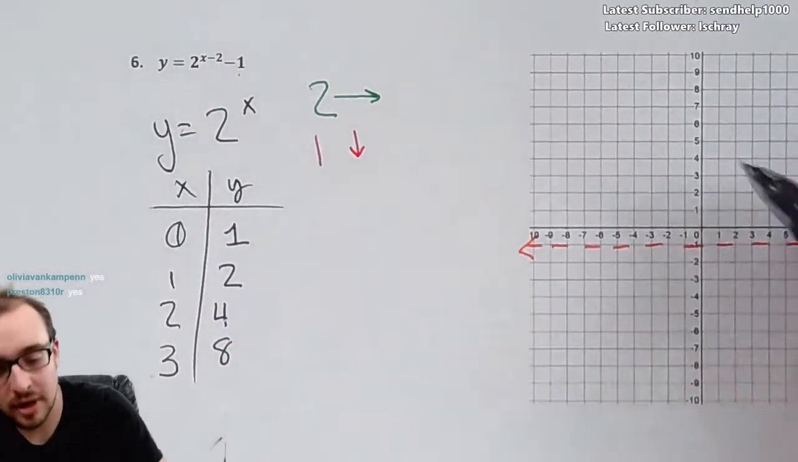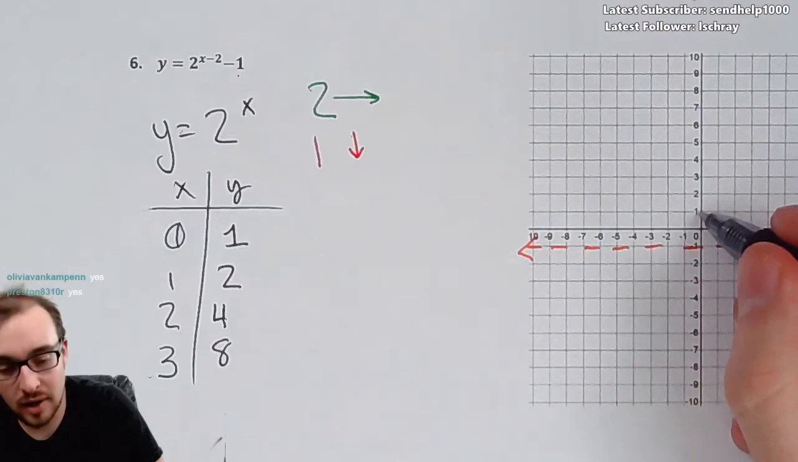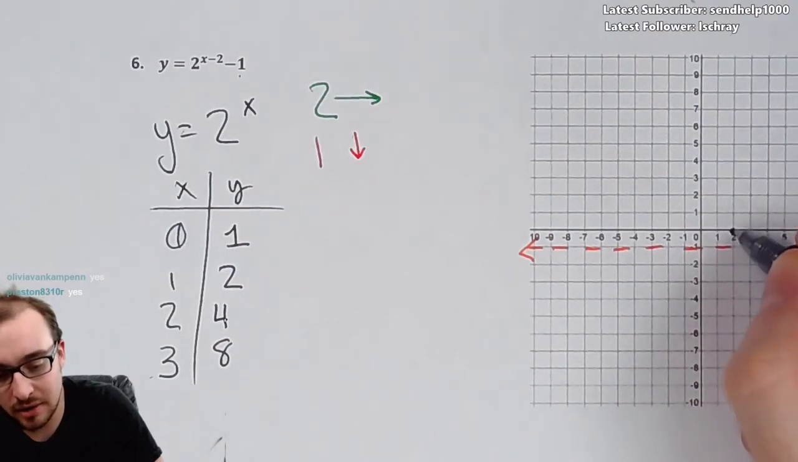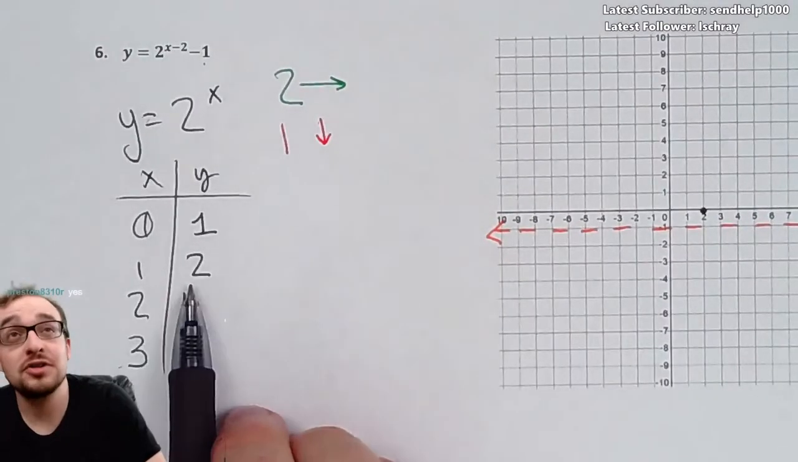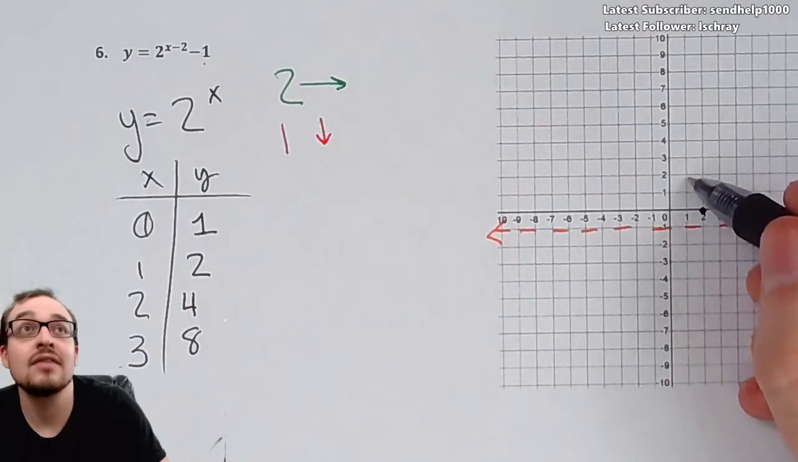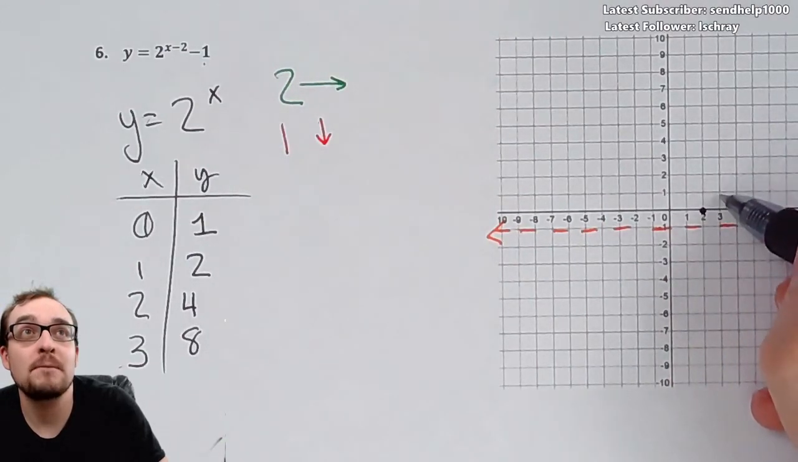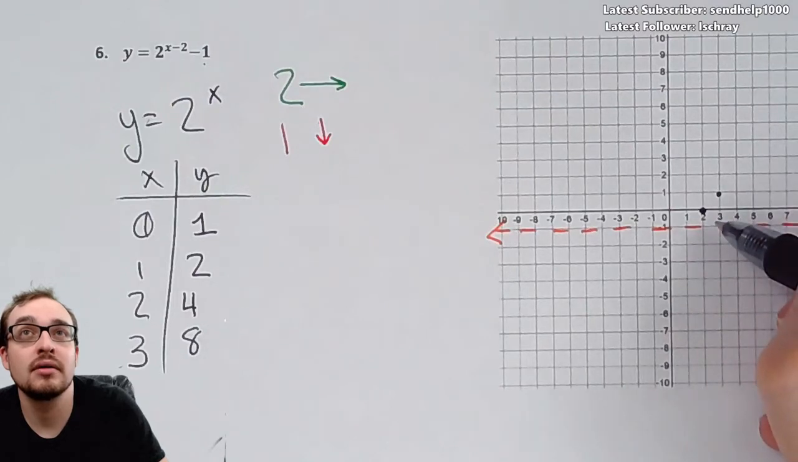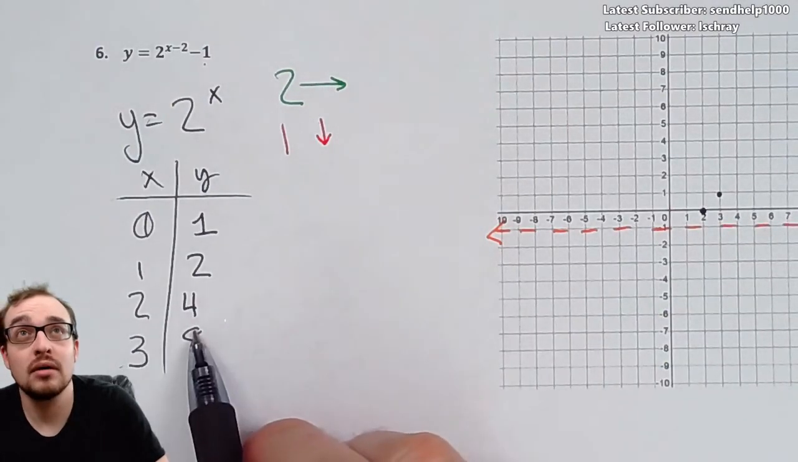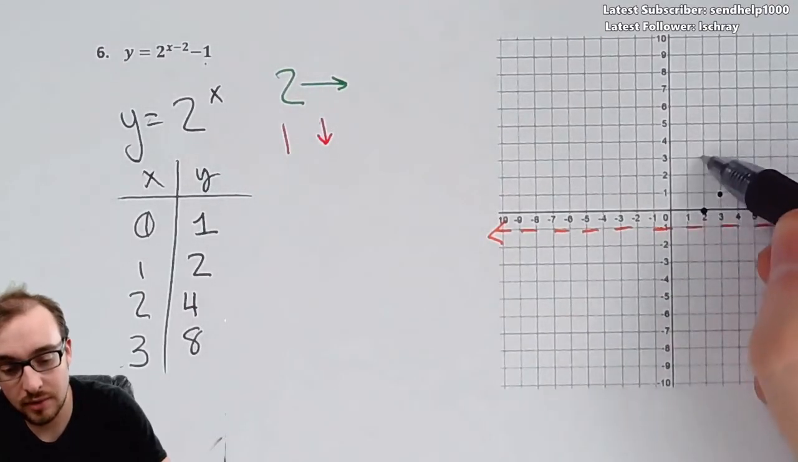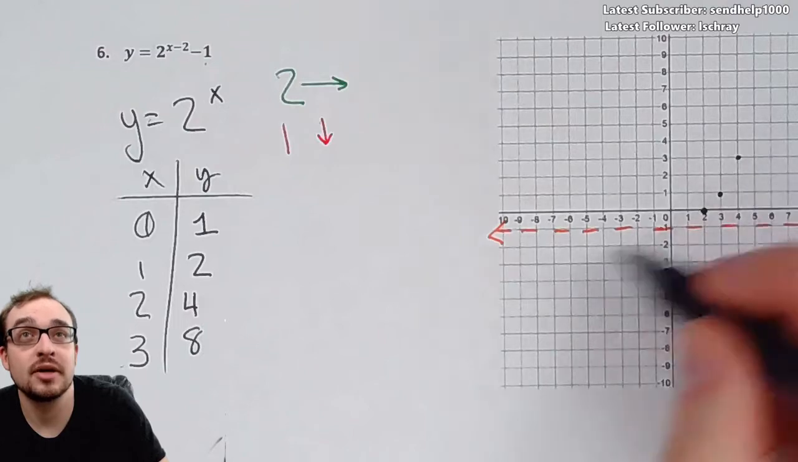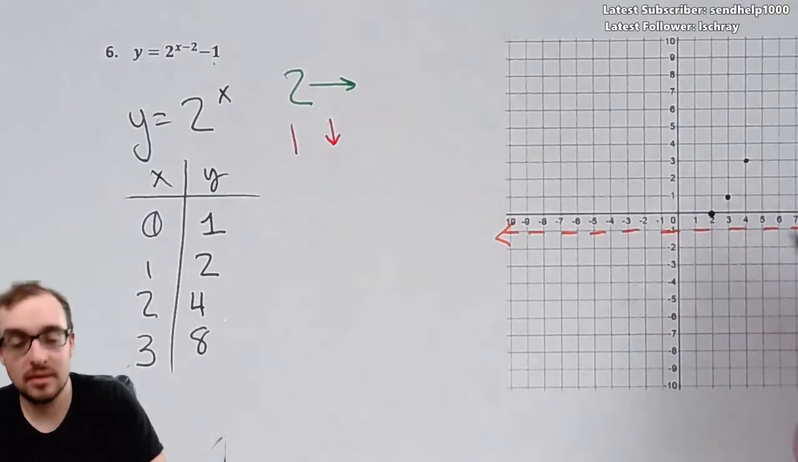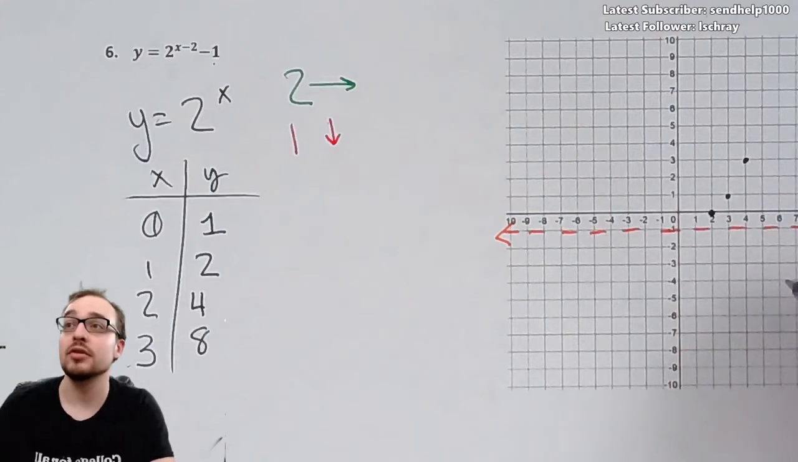Well, normally I'm at 0, 1, right? 0, comma 1. If I move 2 to the right, 1, 2, and 1 down, now I'm here at 2, 0. Normally I'm at 1, 2. If I move 2 to the right, 1, 2, and 1 down, now I'm here at 3, 1. Normally I'm at 2, 4. But if I move 2 to the right and 1 down, now I'm at 4, 3. You see my graph? Now I know I can graph more points, but I only need 3 for this quiz.